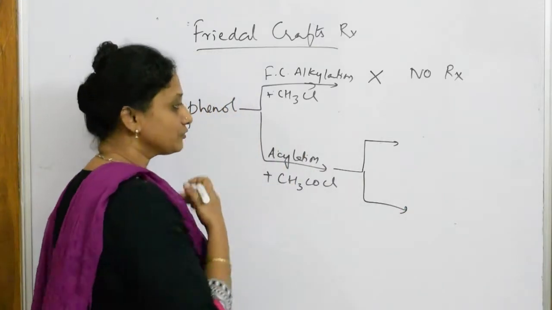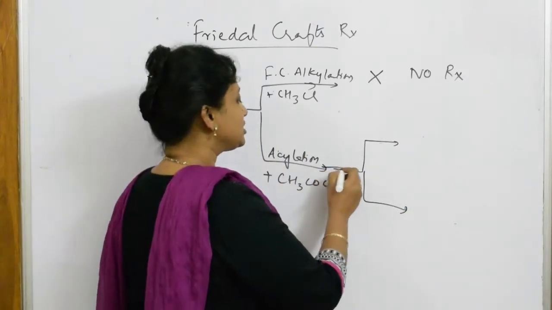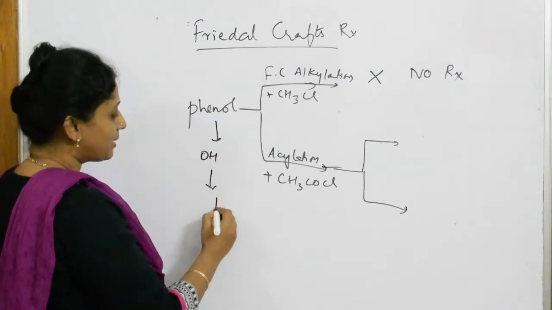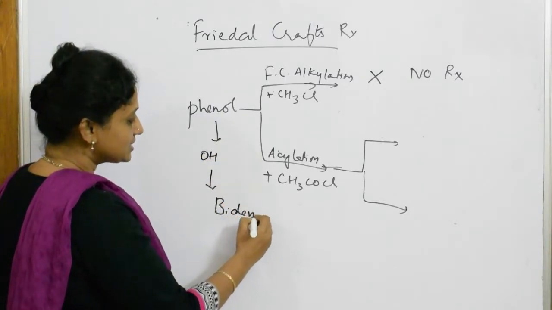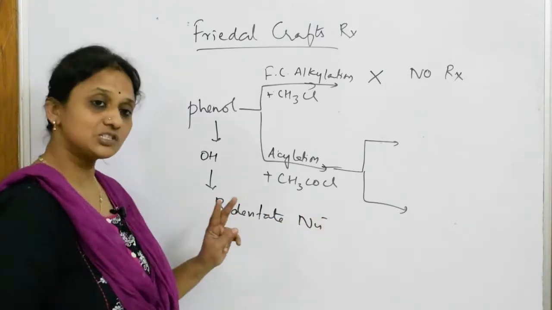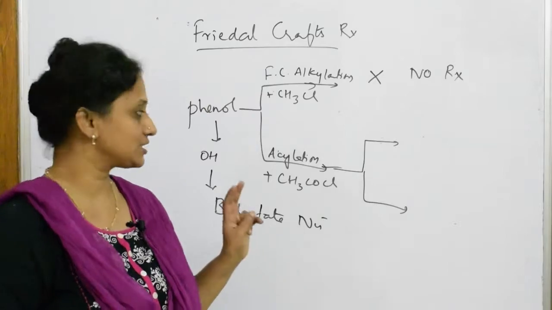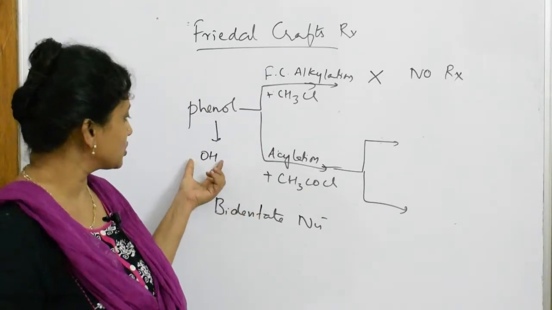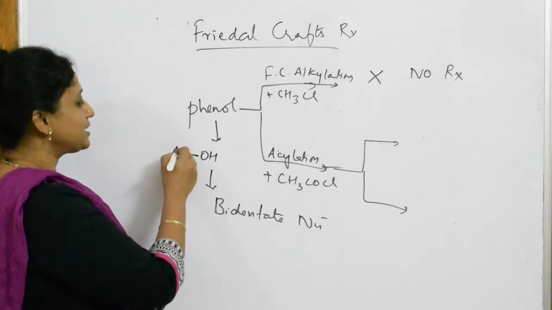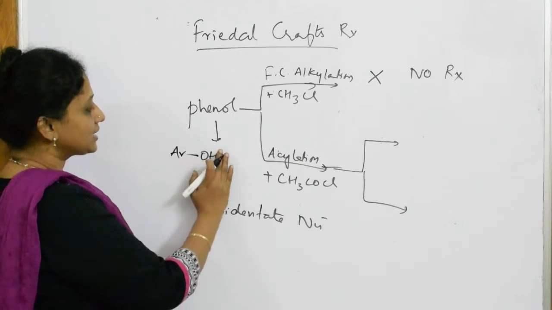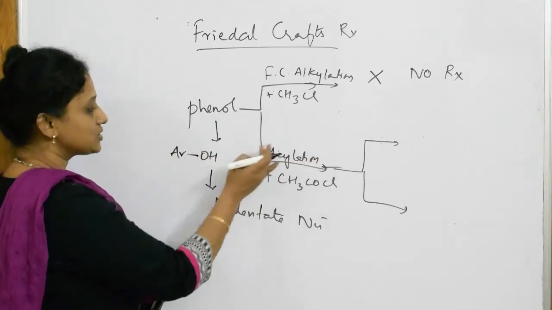So in acylation of phenol, what is the nature of phenol? This OH, whatever is there, it is a bidentate nucleophile. What does that mean? Bidentate means two sides. It can attack from both the sides. So this whole phenol is a bidentate nucleophile. It can attack from this side, this RCOCl, and from the other side.